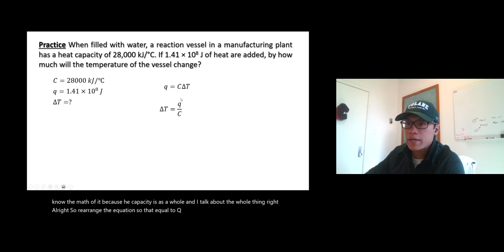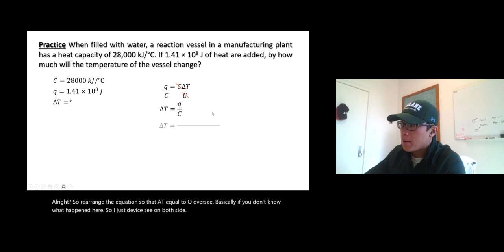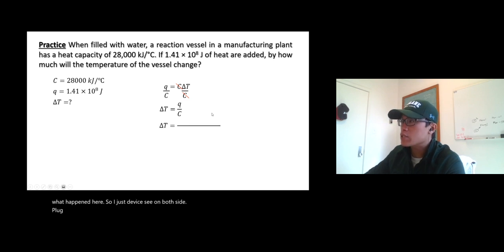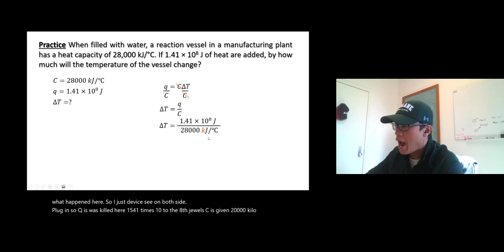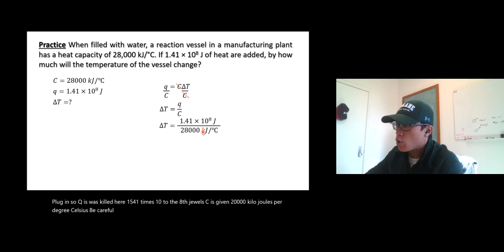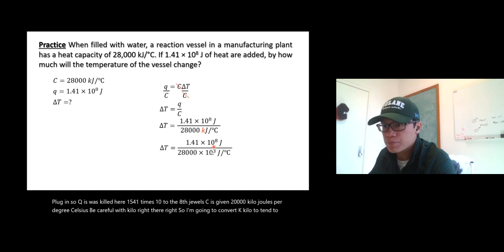Basically, if you don't know what happened here, I just divide C on both sides. Okay, plug in. So Q is, what's Q? Heat, 1.41 times 10 to the 8 joules. C is given, 28,000 kilojoules per degree Celsius. Be careful, it's kilo right there, right? So I'm going to convert kilo to 10 to the third right there.